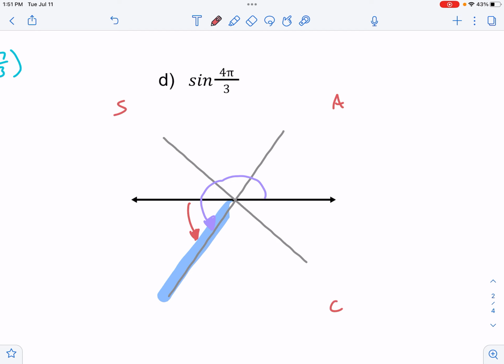I'm going to add my CAST rule in. Interesting. So here we have the answer for this guy is going to be negative. So where else is it going to be negative? Well, it's going to be negative in quadrant number 4. So we could also go right here. And this would give you the same answer because it's also going to be negative. So a similar one would be sine of negative pi over 3.